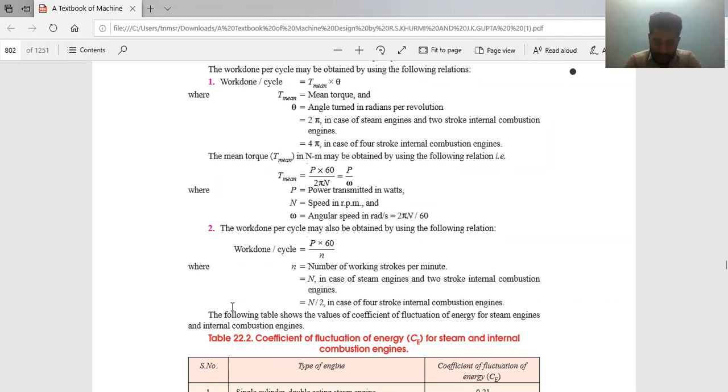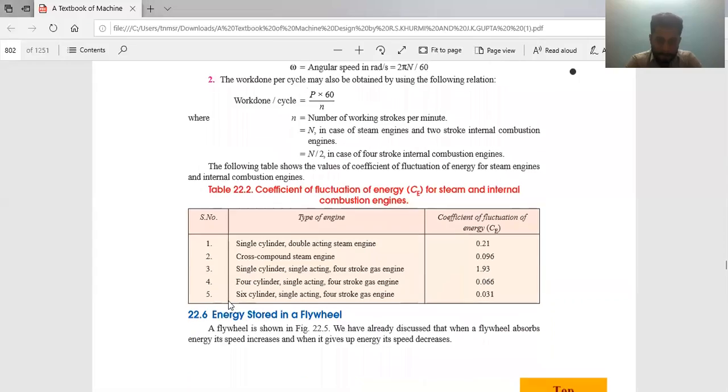If such things are given in the problem, then you can calculate the value of work done by this formula: power into 60 divided by the number of working strokes per minute. That will be equal to capital N for a 2-stroke engine, and capital N by 2 for a 4-stroke engine, where capital N is the RPM of the engine. Clear? Second way of calculating the work done per cycle. Fine.